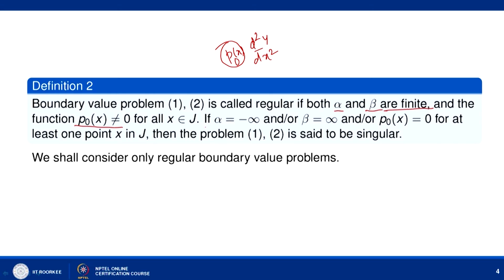It means that if alpha is minus infinity and/or beta is equal to infinity and/or p naught x is equal to 0 for at least one point in J, then the problem 1 and 2 is said to be a singular boundary value problem. And for this particular course, we will consider only the regular boundary value problem. It means that we consider that our endpoints are finite and the coefficient of d2y by dx square is never 0 in the said finite interval.